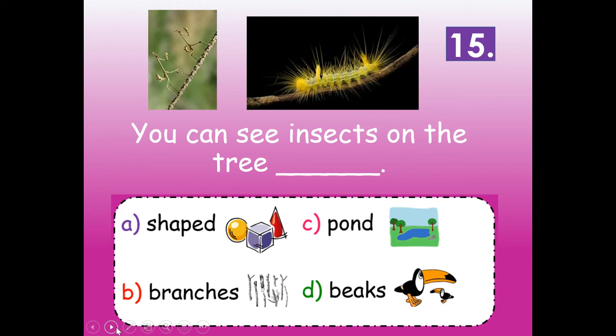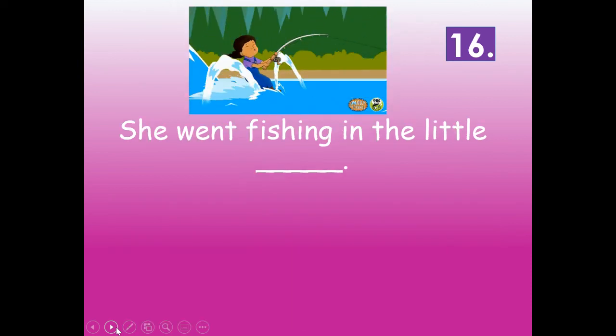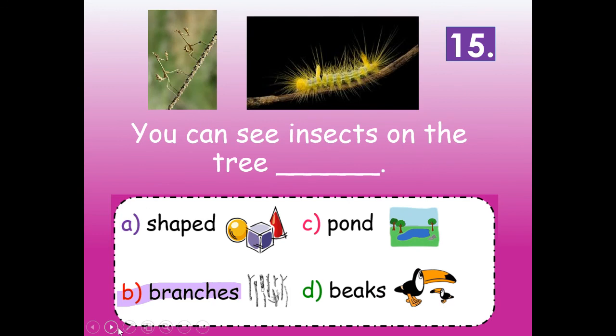Look at your picture clues. What do you think it is? Branches. You can see insects on the tree branches. B-R-A-N-C-H-E-S. Branches. More than one branch is branches.